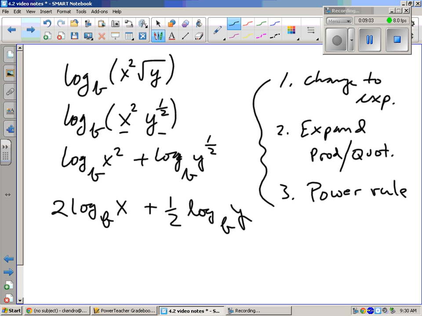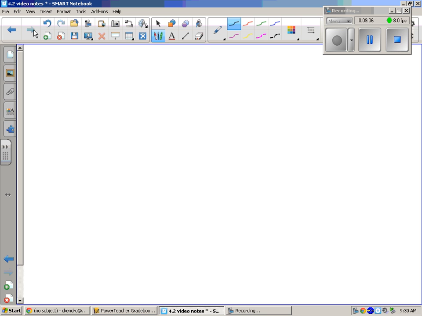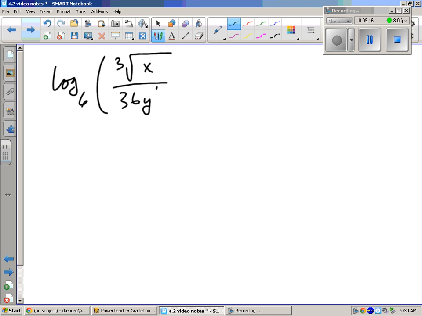All right, now we're going to do a whopper of a problem here. Let's try this one. Log base 6 of the cube root of x over 36y to the 4th. We really have to follow those rules. So first we're going to change everything to exponents. So I have log base 6. Cube root of x is really x to the 1/3. And then the 36y to the 4th is already in exponential form, so we'll leave it.